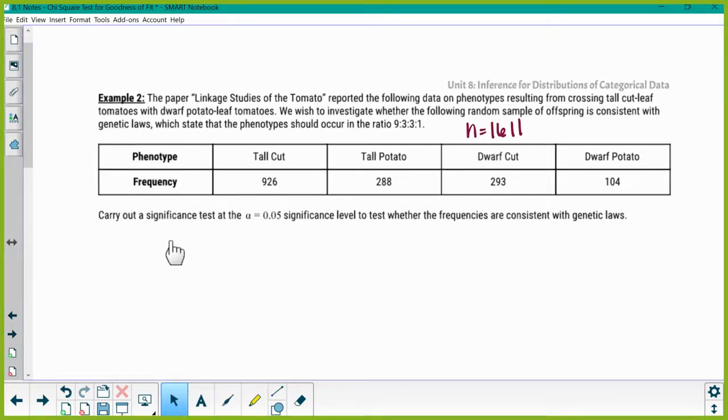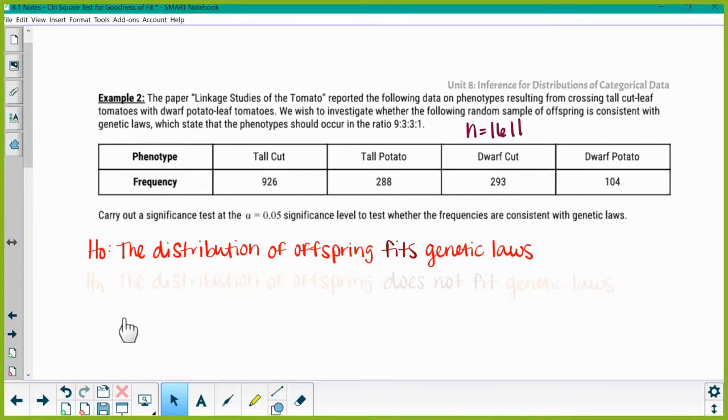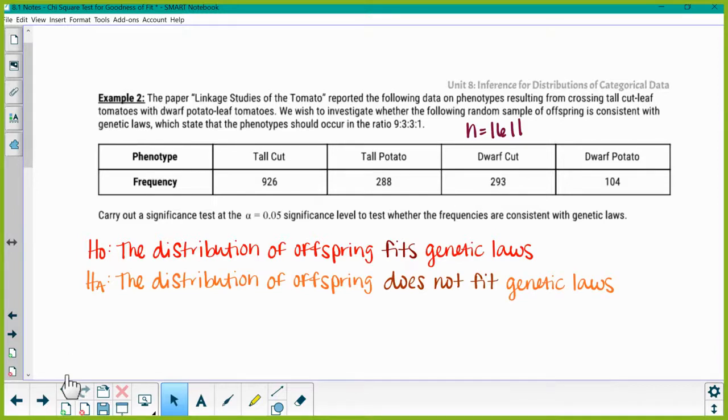Now I'm going to write my hypotheses. So, first thing I have is the distribution of offspring fits genetic laws, and then I have the distribution of offspring does not fit genetic laws. So, again, fits, does not fit. Add some context into it. Not always going to look exactly the same every time, but it does follow a general pattern.